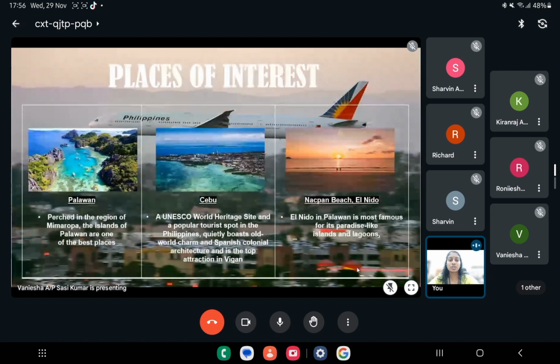I would like to continue about places of interest in the Philippines, traditional arts, and do's and don'ts. The first topic is interesting places in the Philippines, starting with Palawan. In the region of Mimaropa, the islands of Palawan are one of the best places, with clear turquoise water and a history spanning over 50,000 years.